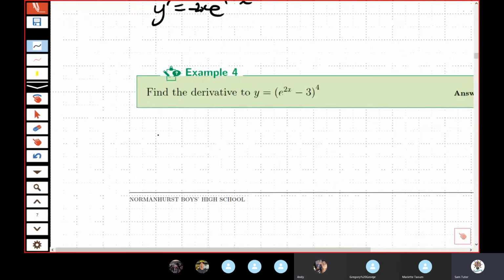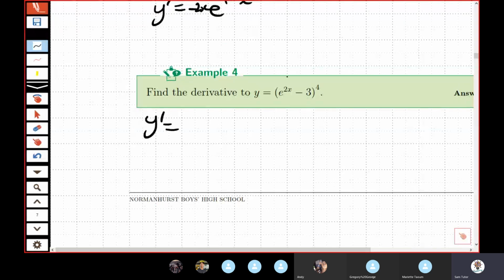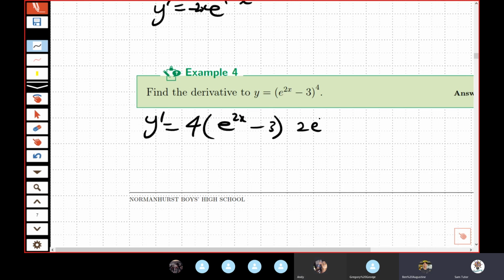Find the derivative. Oh, interesting. Anyone want to give this one a shot? All to the power of 4. Then go ahead. So it's 4 bracket e2x minus 3, and then that's times by 2e to the power of 2x. Very good. There's something that's wrong. The 3 on the bracket, it's power of 3. Yeah, thanks, Gregory. And then, of course, 4 times 2 is 8, e2x.